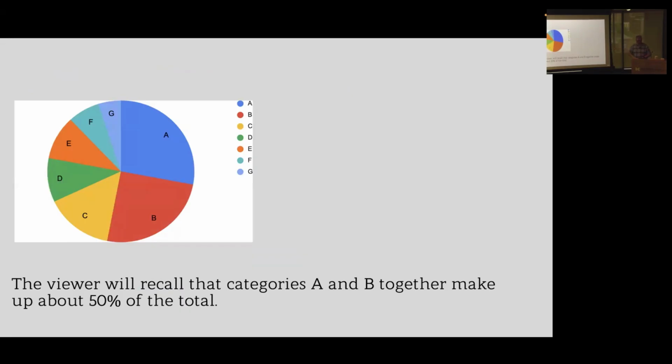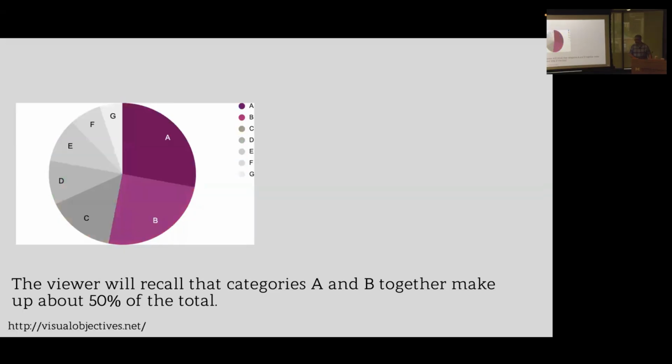So the viewer will recall the categories A and B together make up about 50% of the total. This is a pie chart that expresses this information, but it's not very good for this particular test. In my objective, I seem to only care about categories A and B. And so an alternative approach would be this. You can still tell all the different categories from each other, but I've focused your attention through a color choice on categories A and B. And now you can easily see that categories A and B make up about or slightly above 50% of the total.